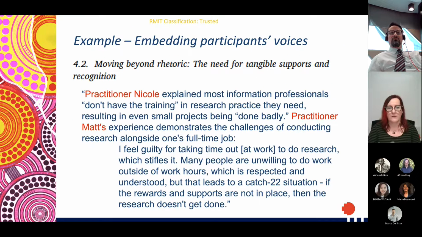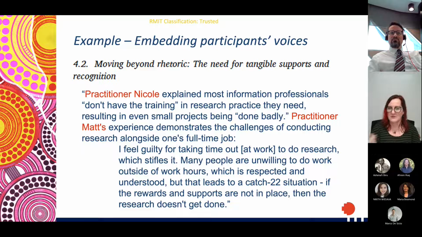And then what I do is I provide some concrete examples. In this case, these are two practitioners. I use these little headings of practitioner Nicole and practitioner Matt, because the rest of the paper also had academics. So I wanted to distinguish the two types of participants for the reader.